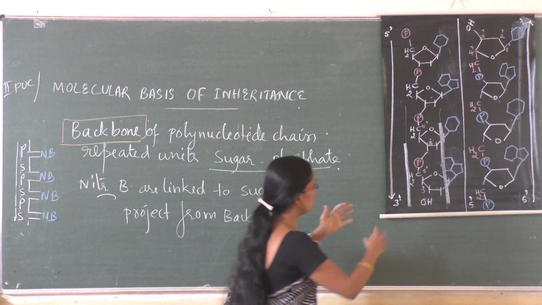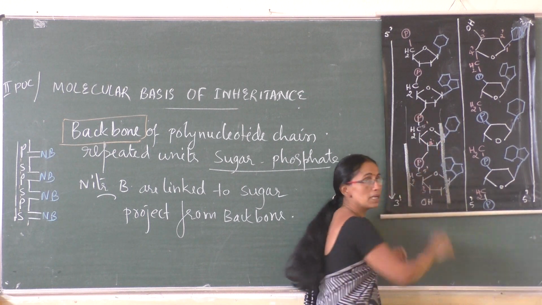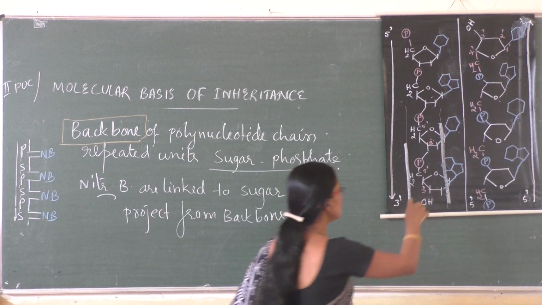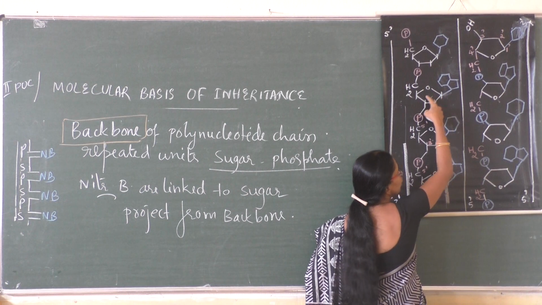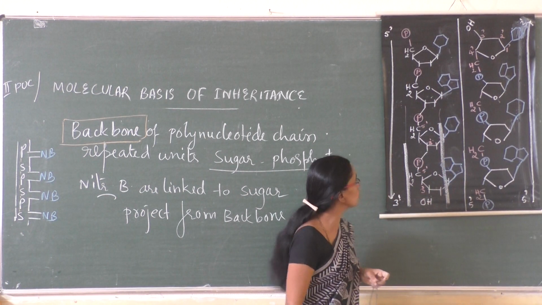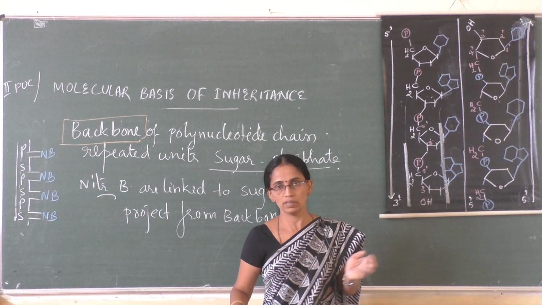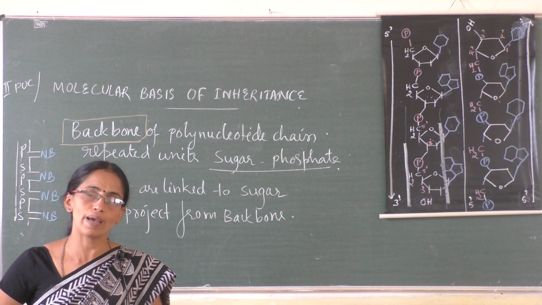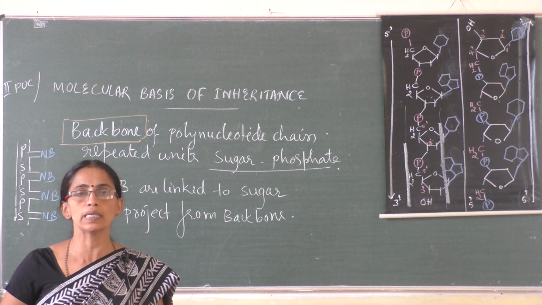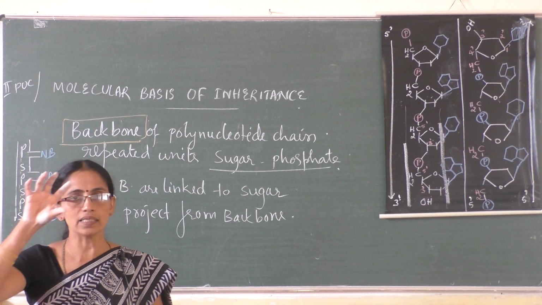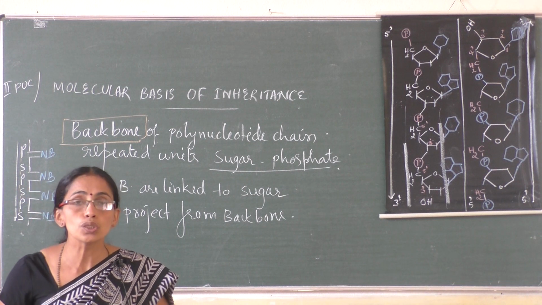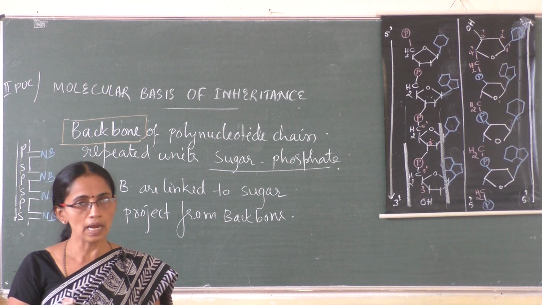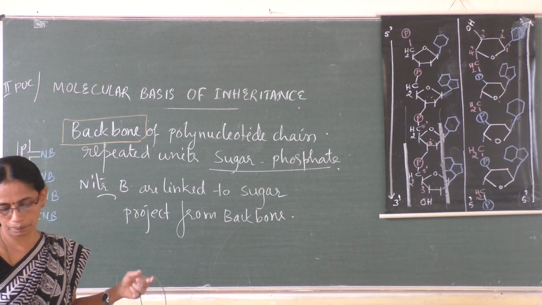Yes, the repeated units of sugar and phosphate make the backbone of the polynucleotide chain, and the nitrogenous bases are linked to the sugar, the deoxyribose sugar moiety, and they project from the backbone. That's all.